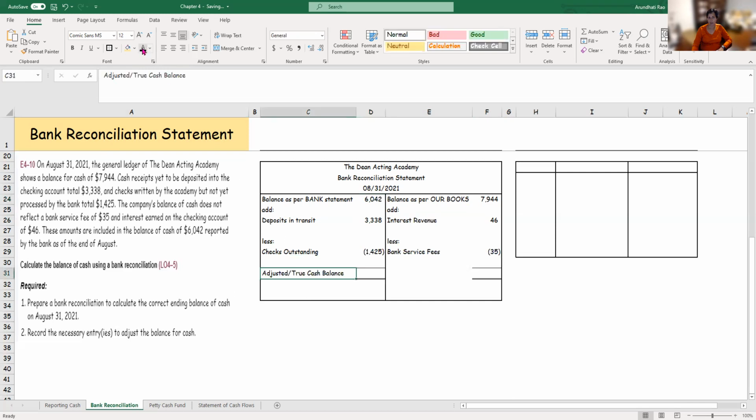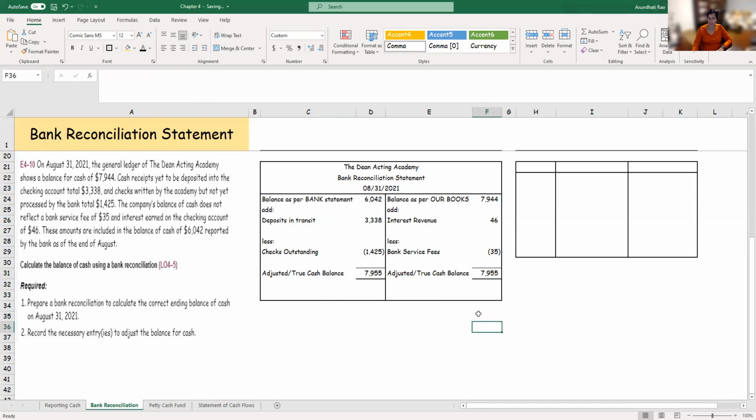Now, we have all the information in place, and let's see what we come up with as a true cash balance. We add up each of the two sides, and we should come up with the same number, which we do, 7,955. Now again, in my books, I had 7,944. On August 31st, when I prepare my bank reconciliation statement, I'm getting ready to prepare my balance sheet. This is the number I need to have in my balance sheet. So how do I do that? I will do journal entries. I need to do two journal entries, or I could combine it as one journal entry.